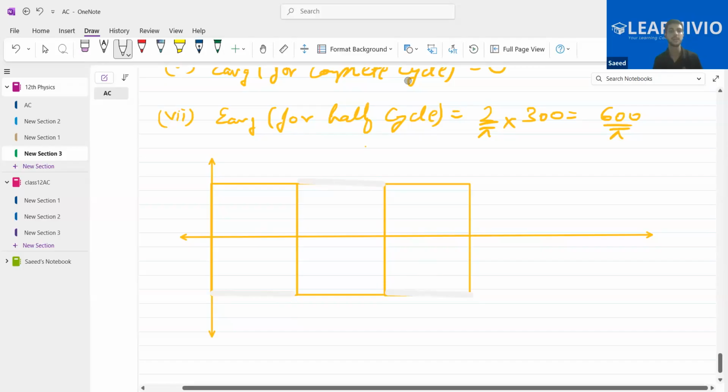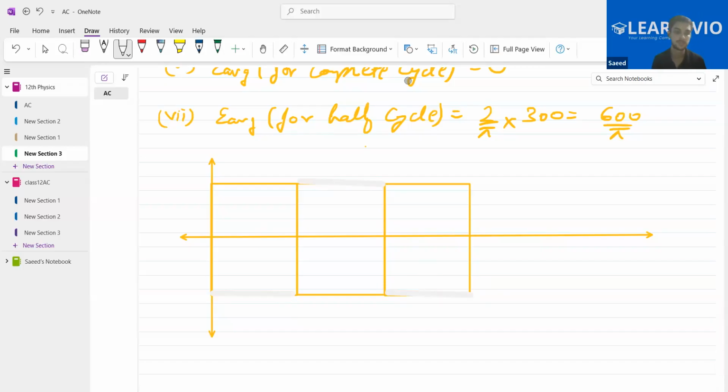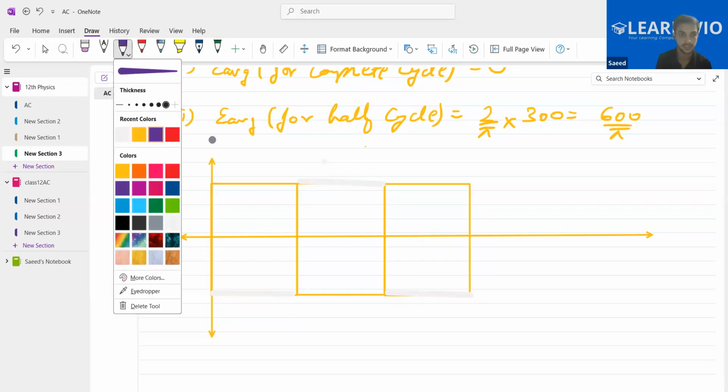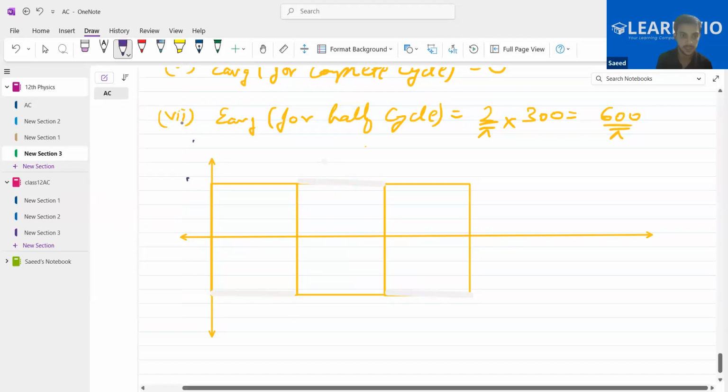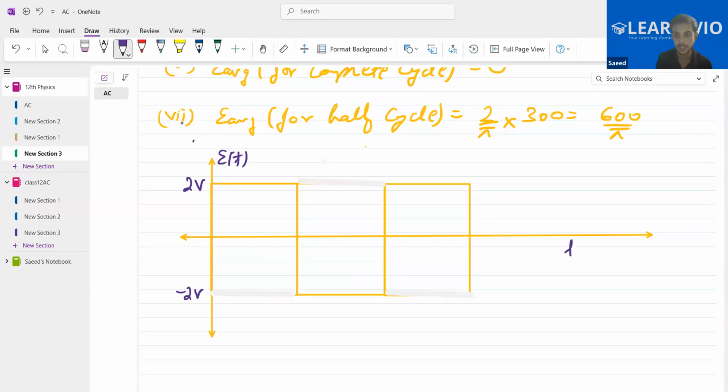Can you imagine this square wave was traveling? Can you imagine the diagram? Yes, sir. The signal was looking like this. Let us assume plus 2 volt, this to be minus 2 volt. This is E of t. This is time period t. Let it be 1 second, this to be 2 seconds, this to be 3 seconds.